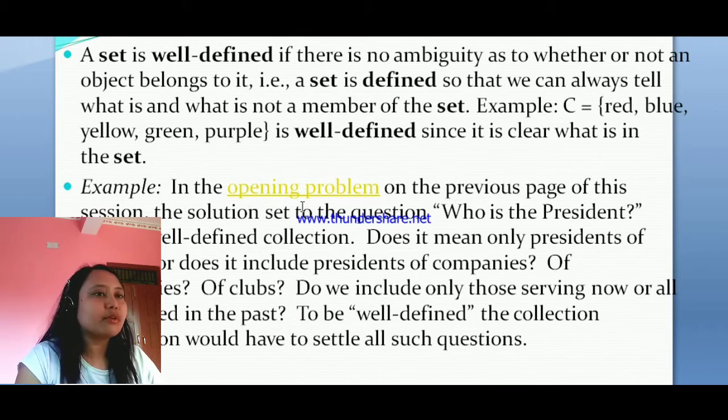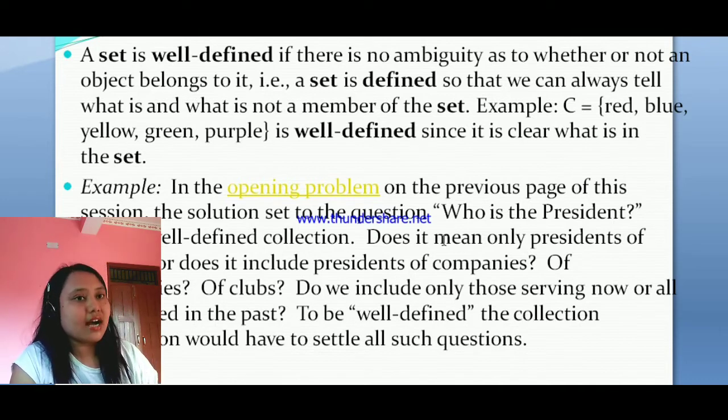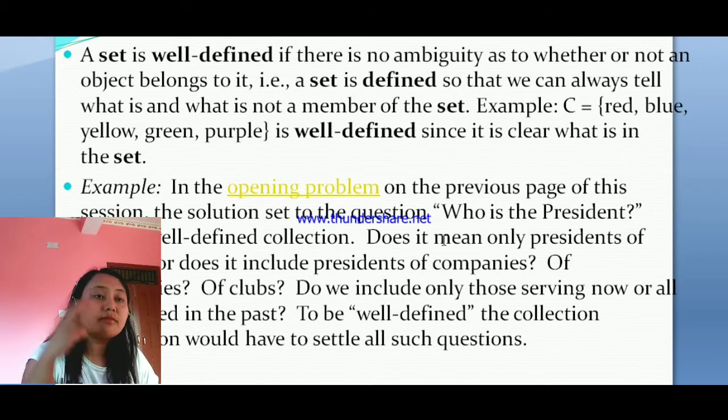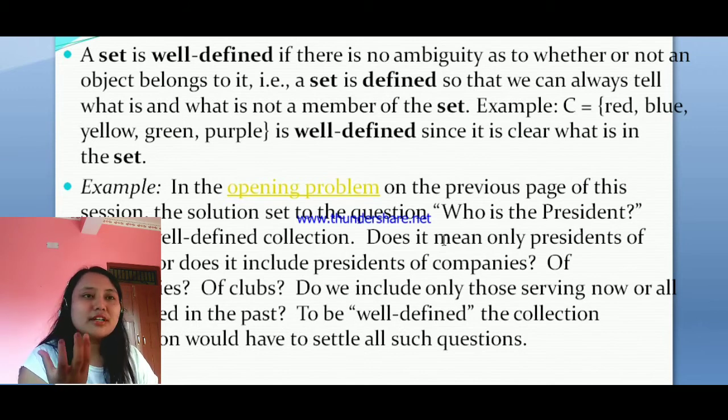Another example we have here: if some person asks who is the president, then the listener would wonder whether you want to know about the president of a nation or the president of some company. So what does who is the president mean? That question is not well defined here, because the president can be of a company, of a country, or of a club.